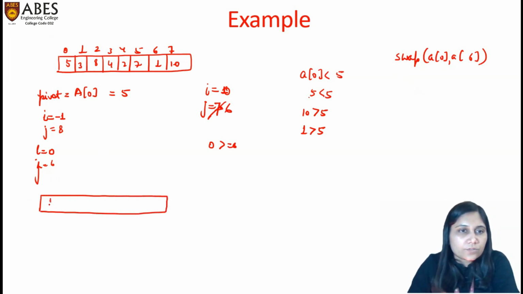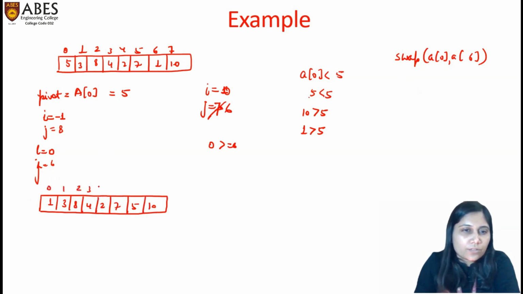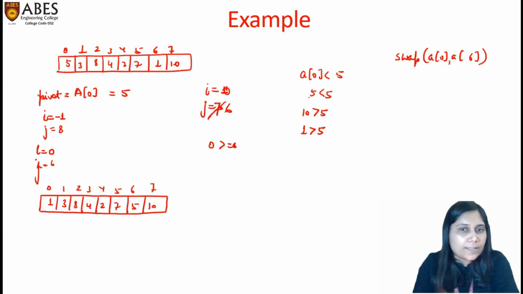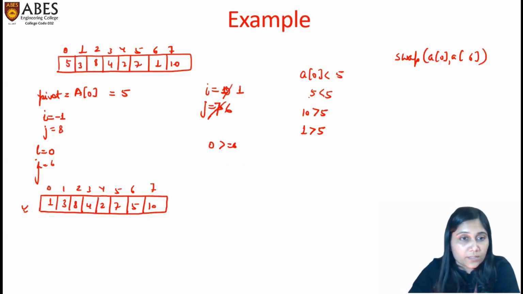It will be like 6. So it will be 1, 3, 8, 4, 2, 7, 5, and 10, with indexes 0, 1, 2, 3, 4, 5, 6, 7. Right. Now again, we are in the same loop. So again, i will become 1. Now this is my resultant array.